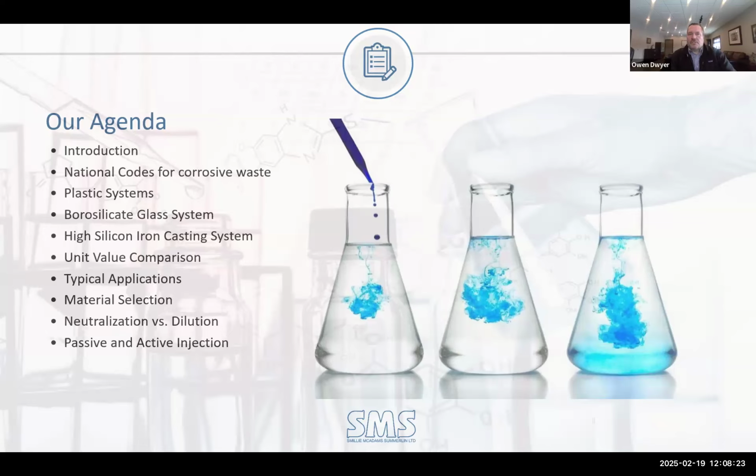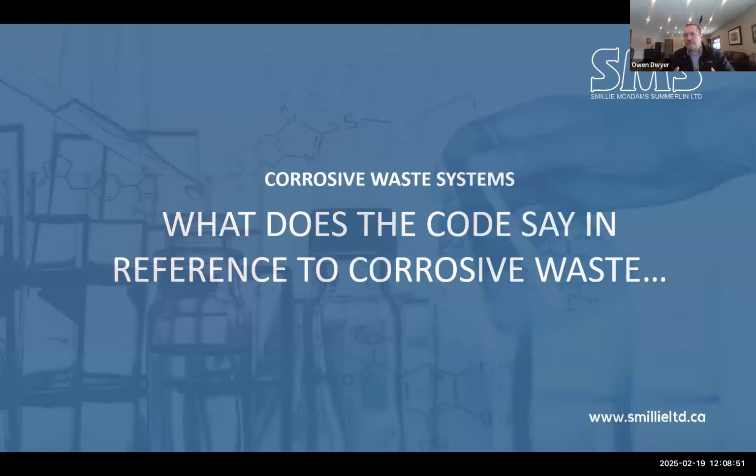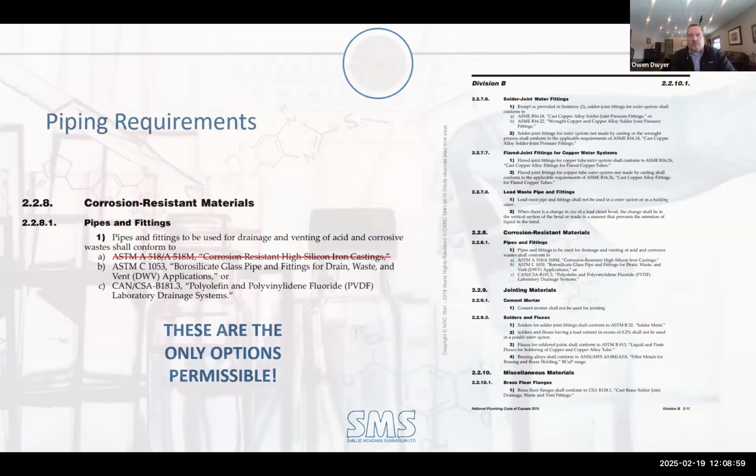So we're going to talk about national codes. We're going to talk about the different piping systems. We're going to talk about unit value comparisons cost-wise. And then we're going to jump into the neutralization portion of it. So I'll try to go through the piping portion of it fairly quickly, because I think the most important part is the neutralization. And you'll see why shortly in the presentation, because our code is, again, very specific when it does come to corrosive waste. And I do have the code references up here on the right-hand side.